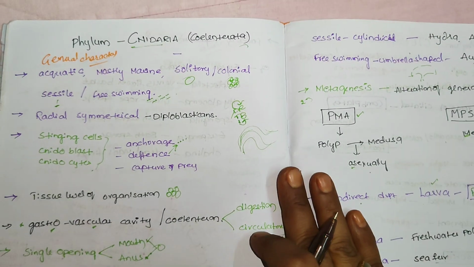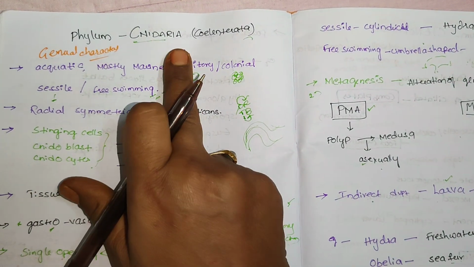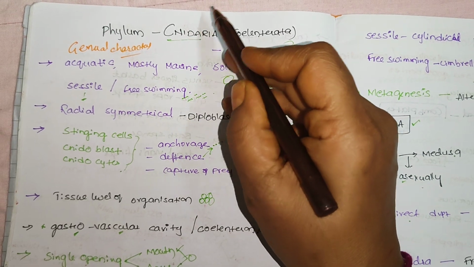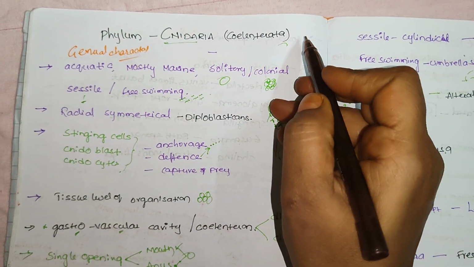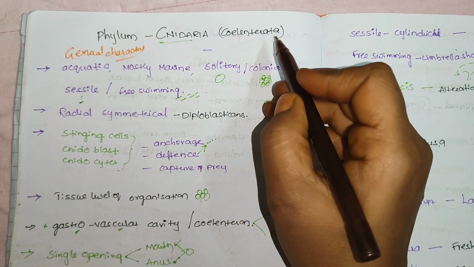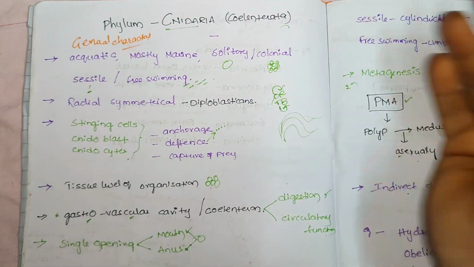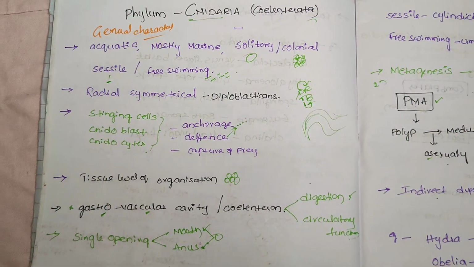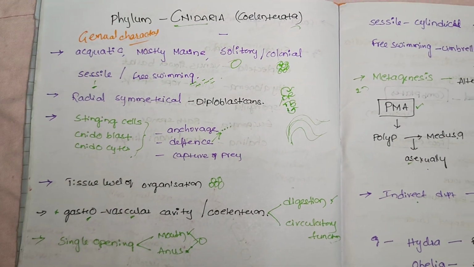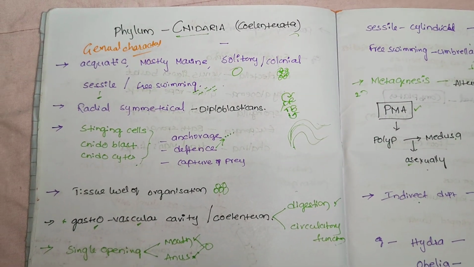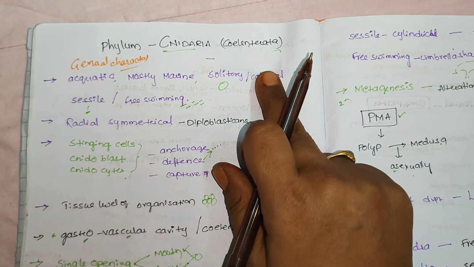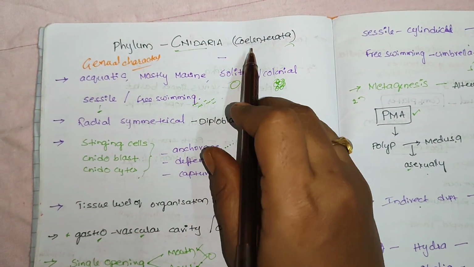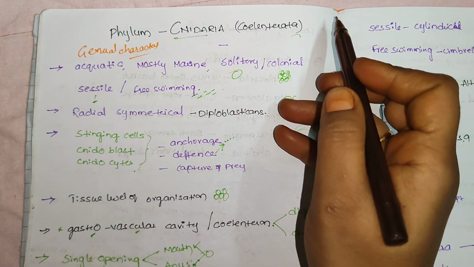So first of all we have to study the general characters of Cnidaria or Coelenterata. Cnidaria is the updated name of Coelenterata. Coelenterata is the previous name of Cnidaria. In the MCQs they may ask Coelenterata is called which phyla, or Cnidaria is previously known as which phyla. So we have to remember Cnidaria was previously called Coelenterata.